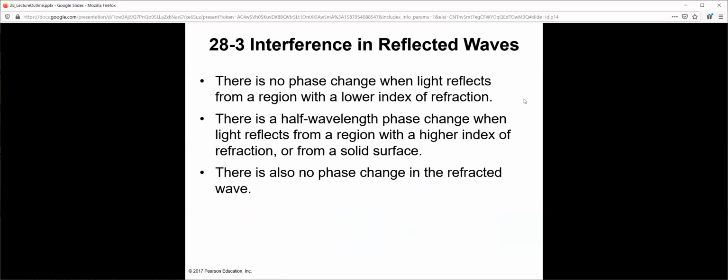So to recap, there's no phase change when light reflects from a region with a lower index of refraction, and there's a half wavelength phase change, destructive interference, when the light reflects from a region with a higher index of refraction or from a solid surface. There is no phase change for refracted waves.